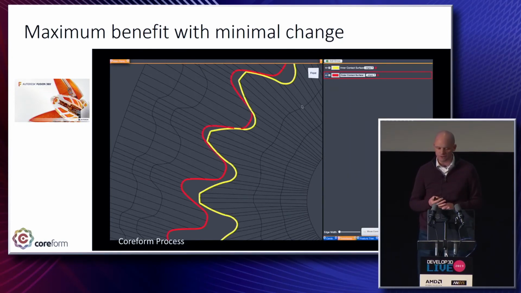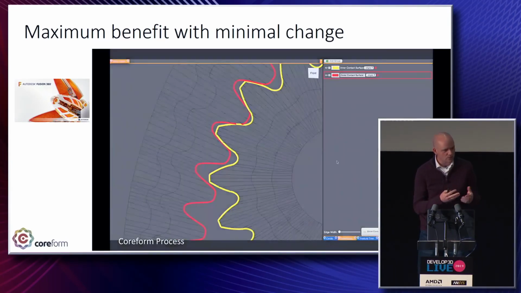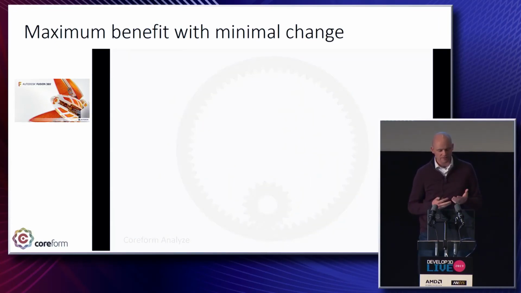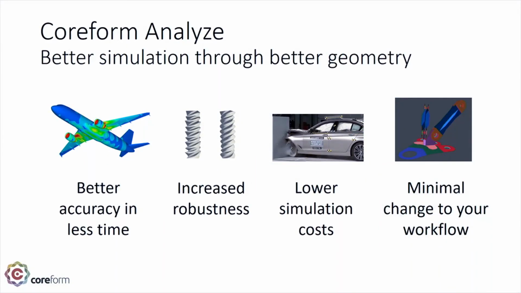And that's really powerful for contact because this is more robust. The simulation doesn't die as quickly as it would with finite element linear meshes. It's more accurate per degree of freedom, and this is a contact algorithm that we run on an extremely coarse mesh that we define in CAD ourselves. So again, in conclusion, splines provide better simulation through giving better geometry. This gives better accuracy in less time, increased robustness, lower simulation cost, and this can happen with minimal change to your workflow.